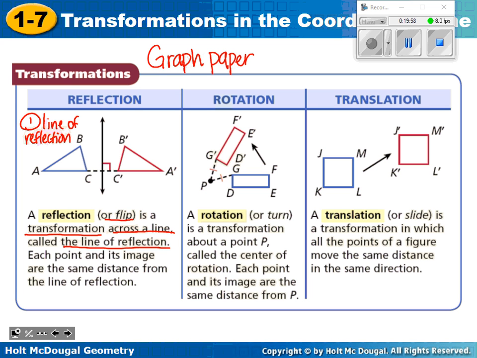So if you have a picture on a graph and it says, what is this transformation? You're going to say, it's a reflection across whatever the line is. It may be the y-axis, it may be the x-axis, it may be the line x equals 2, whatever it is. Rotation, you're not going to say turn. It is a transformation about a point. That point is the center of the rotation. If it's on graph paper and you say it's a rotation, you have to give me the center of rotation.